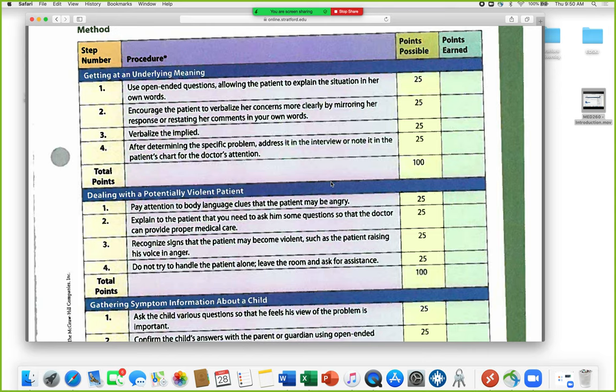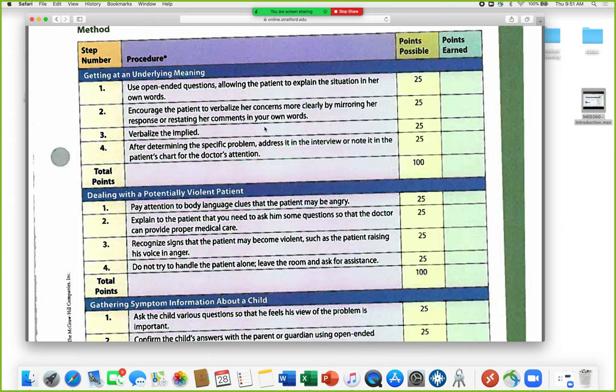Again, encourage the patient to verbalize their concerns, and you look at their response. You look at their facial expressions. You look at their pupils, especially when they're lying. And if you know they're lying, once you chart it, you can't say the patient was outright lying. You state only: patient claimed. Patient claims this. Patient claims that.